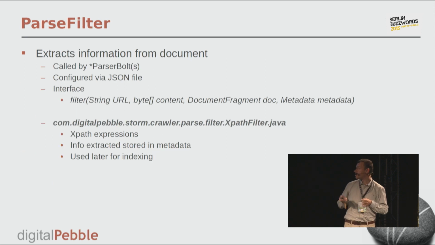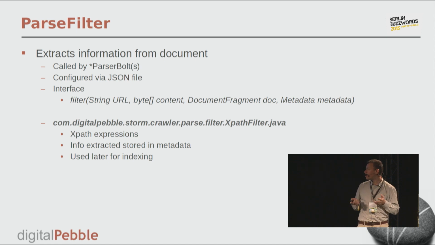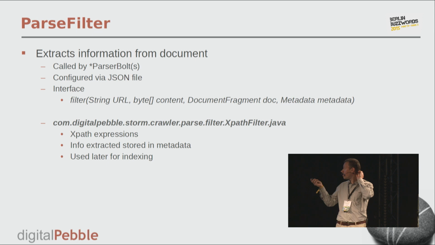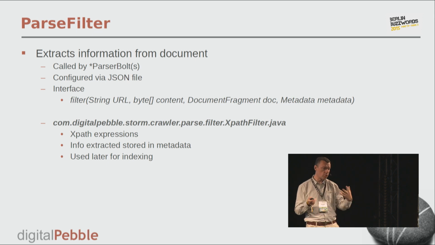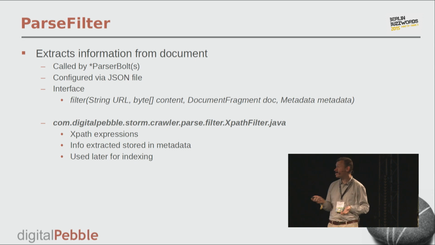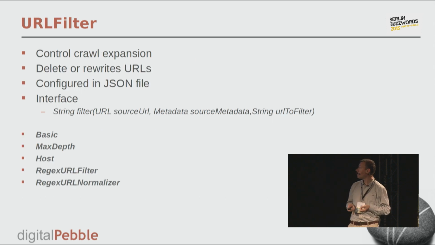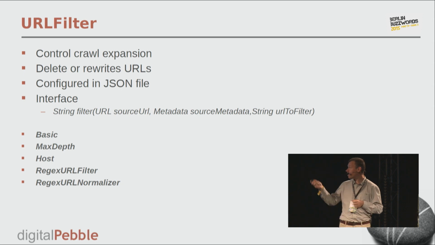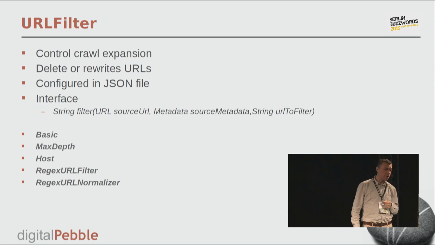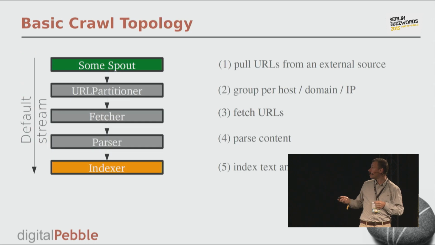As I said, a parse filter is just a very simple interface. It's configured with a JSON file, and it comes with a few default implementations. There's the XPath filter, where in the JSON file you just give it a number of XPath expressions, and then it will store all the matches into the metadata for the page. So it's a nice and easy way of doing scraping, really. Same with the URL filters. That's how you control how your crawl expands. And there's a number of filters available. I won't go into the details because I'm running out of time.